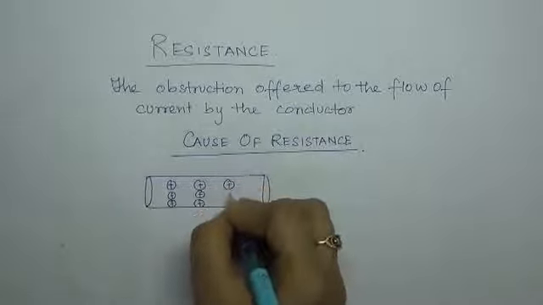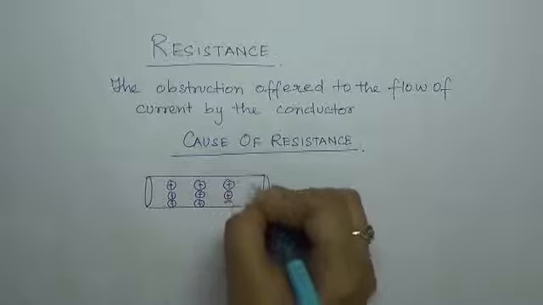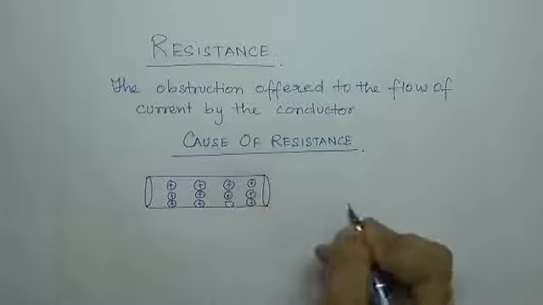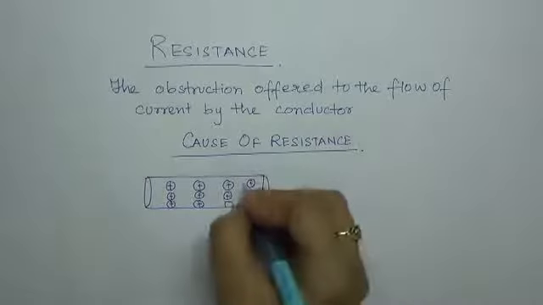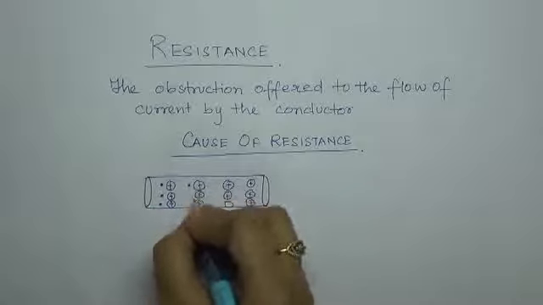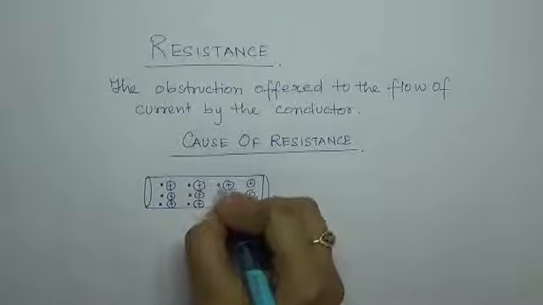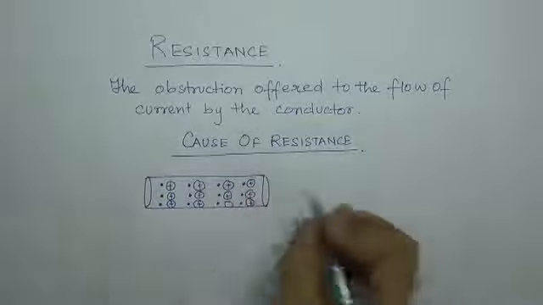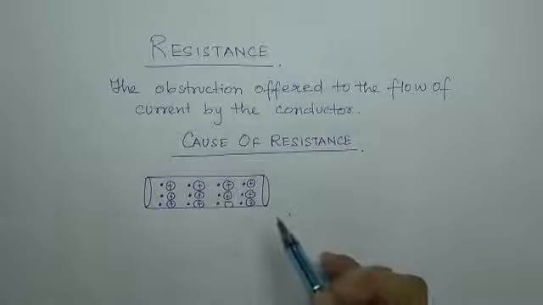These positive ions are fixed, whereas the electrons are free to move. And hence, since they are free to move, they are called free electrons. Now, these are free electrons.